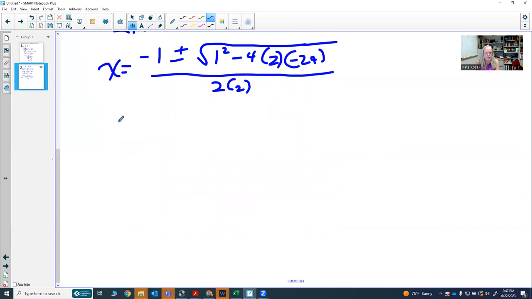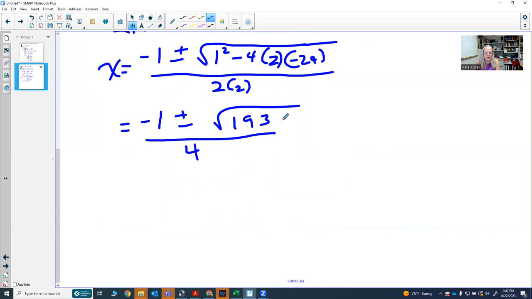And so now you just need to simplify this. This is minus 1 plus or minus the square root of 193, all over 4. 193 has no perfect squares in it, so we can leave it in this radical form as our answer. Every equation that has fractions is solved in a similar way: first clear the fractions, and then solve the resulting equation.